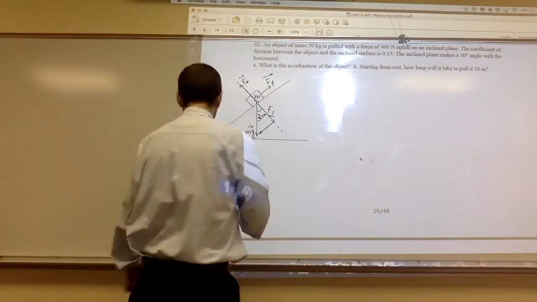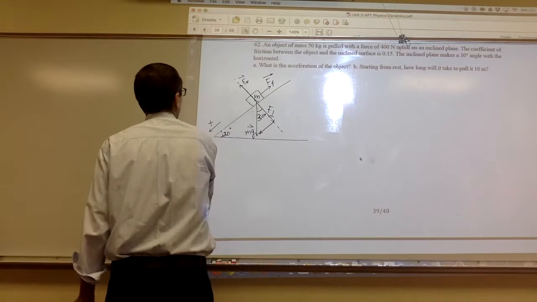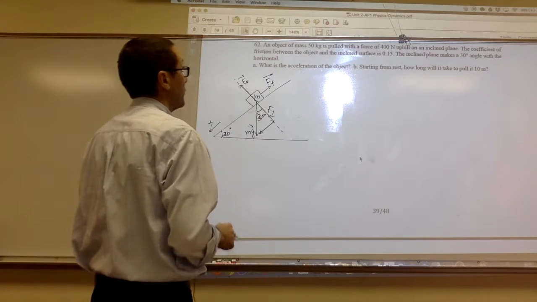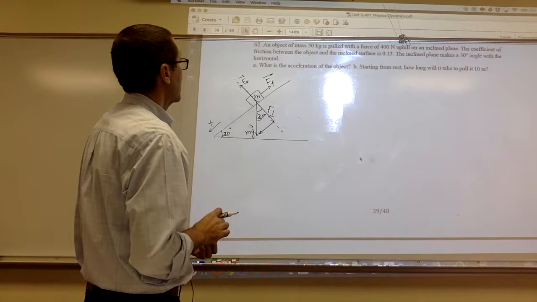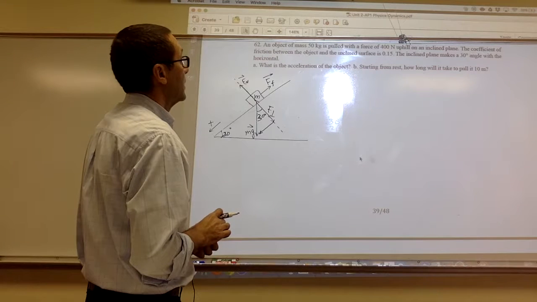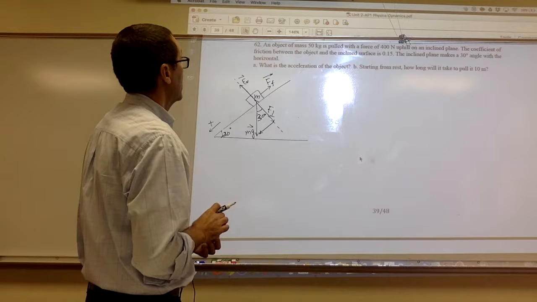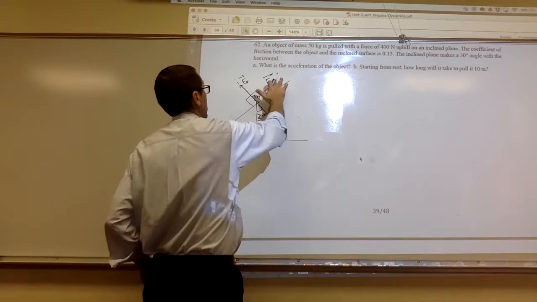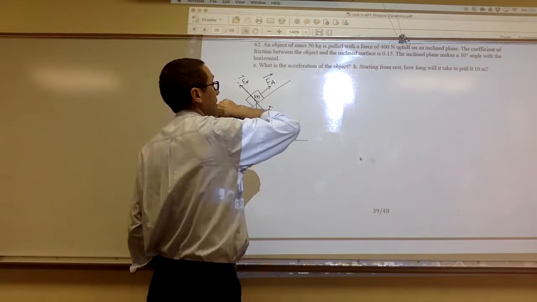We're at number 62. An object that has a mass of 50 kilograms is pulled with a force of 400 newtons on an inclined plane. The coefficient of friction is given. The inclined plane makes a 30-degree angle with horizontal. So we're assuming that we're pulling with a force that's parallel to the ramp. It doesn't say that we're pulling at an angle.